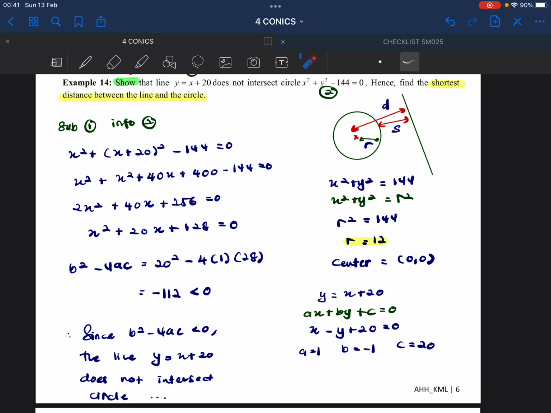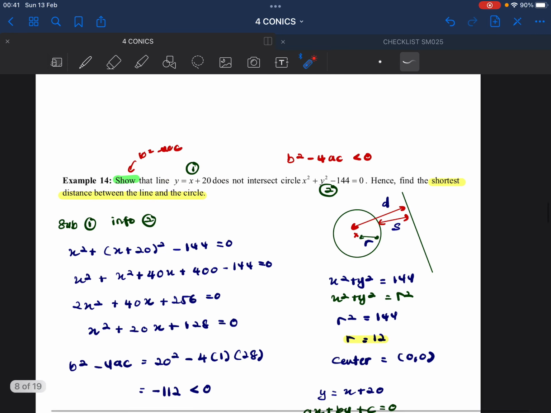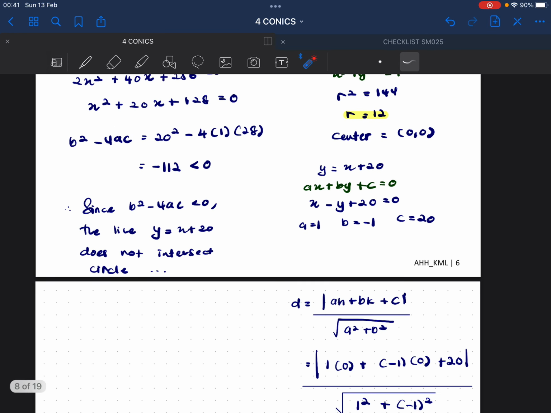To find d, the distance between the line and the center, you have to use this formula. Your A, B, and C come from the equation of the line in this form, and H and K are your center. Substitute everything, you get the distance between the line and the center, and then minus the radius, you get the distance between the line and circle.